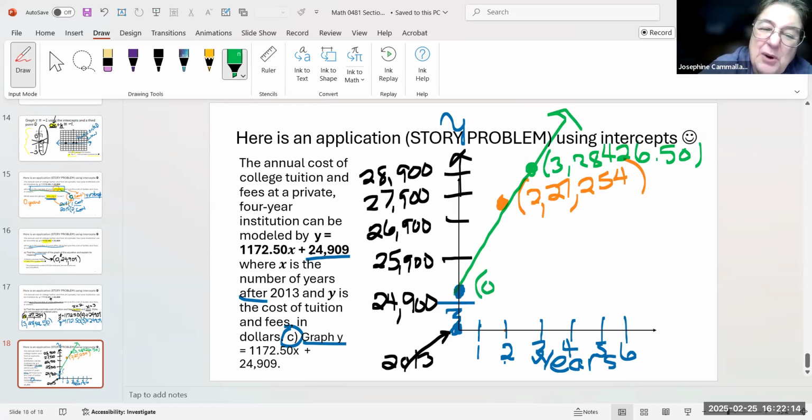This is 0, 24,909. Little bit more than 900. This is graphing using intercepts. But notice I only have one. This intercept.